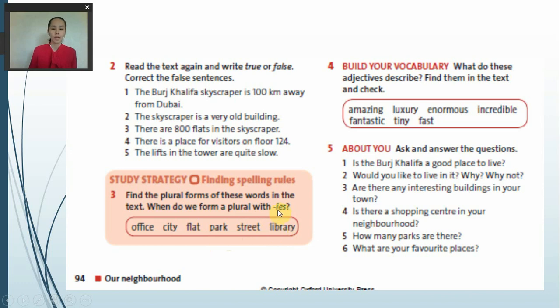If you have noticed, we used IES when we make a plural form of city and library. Because when there is a consonant before the Y, the Y drops and IES is added. Libraries, cities. Okay?